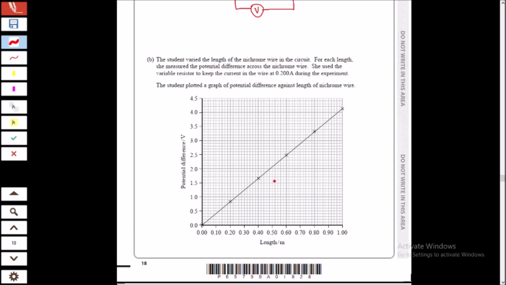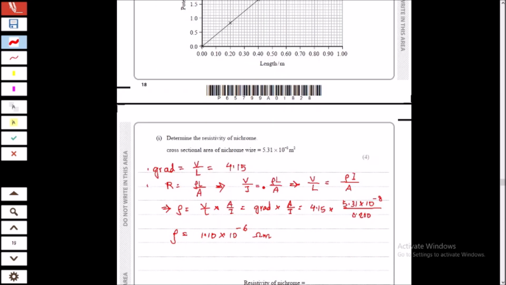Basically this is a V by L, or voltage by length, graph. So you have to calculate the resistivity. Okay, so first of all, let us calculate the gradient. Why will we calculate the gradient? It will be clear after you see this equation. So maybe you could do this step later.